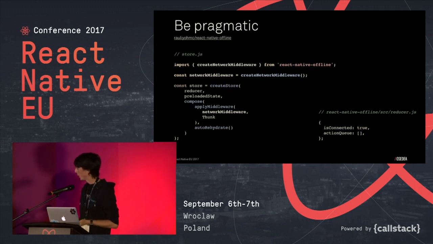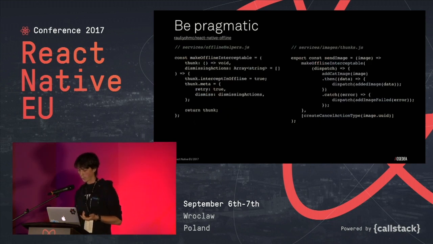So you can create a network middleware that's going to work with your thunks or your actions. Basically, by adding metadata to your action or your thunk, you can tell the middleware to catch these actions, put them in the action queue, and only start to dispatch these actions when you know you have network connectivity. So when you're not in airplane mode or when you have your data activated.